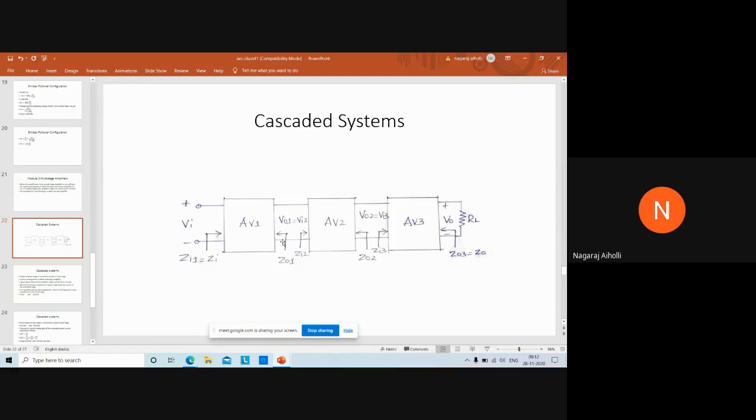What is the input impedance here? The input impedance of the first stage is the input impedance of the entire cascaded system. And the output impedance of the last stage is the output impedance of the cascaded system. Getting the point here? Then these are the various input and output impedances, as I just mentioned: Z01, Zi2, Z02, Zi3, then Z03, that is the final output impedance Z0.